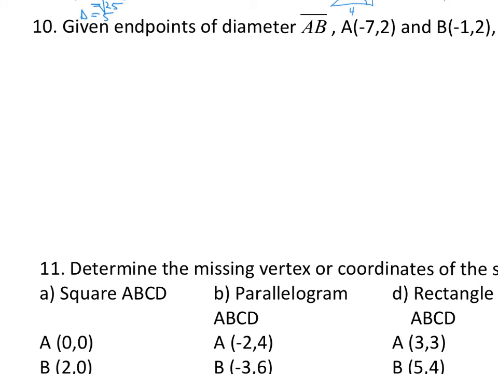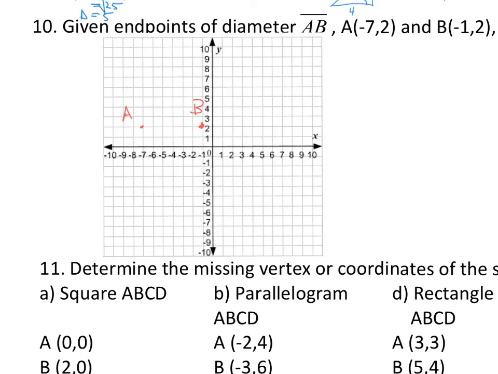In the next problem, we're given the endpoints of the diameter, and we're looking for an equation of the circle. So the first thing we want to do is graph those 2 points. Graphing those points, -7, 2, and -1, 2, what I can see, first of all, is that the center of that circle, so the circle will be just a rough drawing right there. There's our circle.